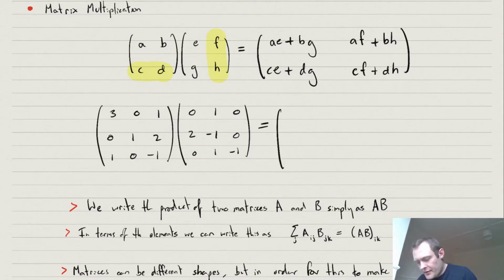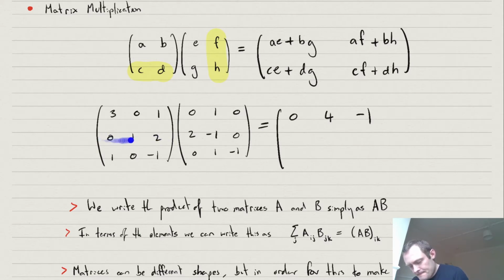So out of this, we'll get a 3 by 3 matrix. So in the top, we get 3 times 0, 0 times 2, 1 times 0. Altogether, that is 0. Okay. Then sticking with the top row, but working down this column, 3 times 1, which is 3, 0 times minus 1, 1 times 1, so that's going to be 3 plus 1, which is going to give us 4. Then finally, sticking with the top row and this column here, 3 times 0, 0 times 0, 1 times minus 1, so we'll get minus 1.